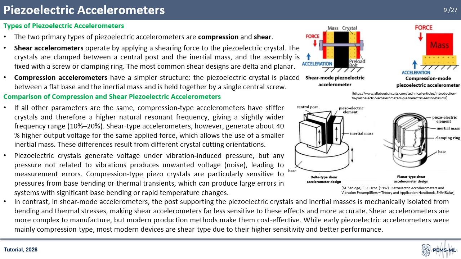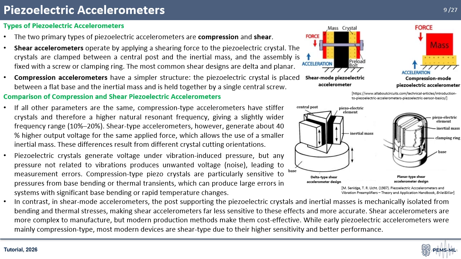Compression accelerometers have a simpler structure. The piezoelectric crystal is placed between a flat base and the inertial mass and is typically held together by a single central screw. If all other parameters are the same, compression-type accelerometers have stiffer crystals and therefore a higher natural resonant frequency, giving a slightly wider frequency range. Shear-type accelerometers, however, generate about 40% higher output voltage for the same applied force, which allows the use of a smaller inertial mass. These differences result from different crystal cutting orientations.